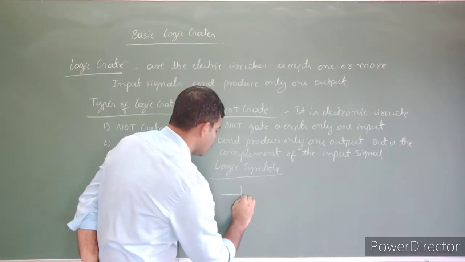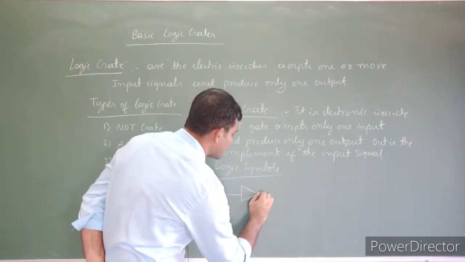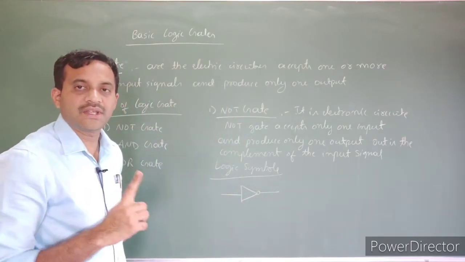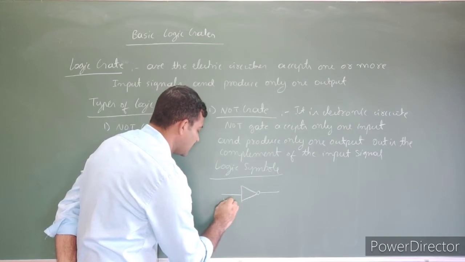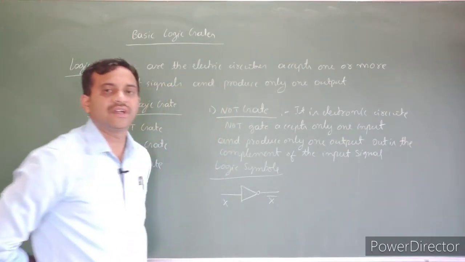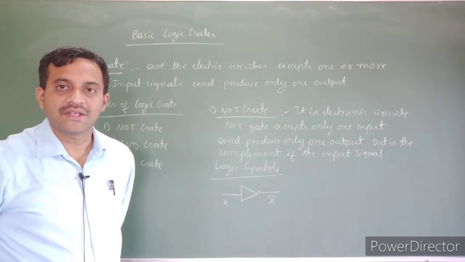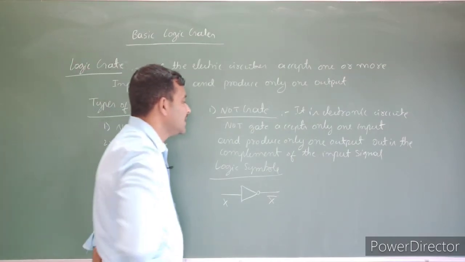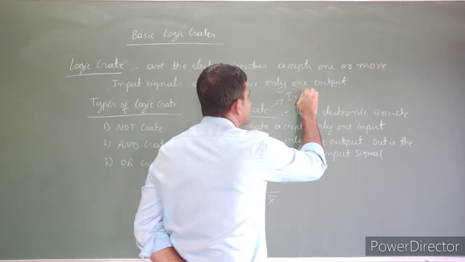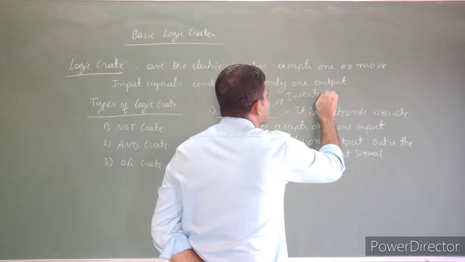It works with only one variable. It accepts only one input signal. If the input is X, then the output is X bar. It is also called complement gate or inverter gate. Another name of NOT gate is inverter gate.